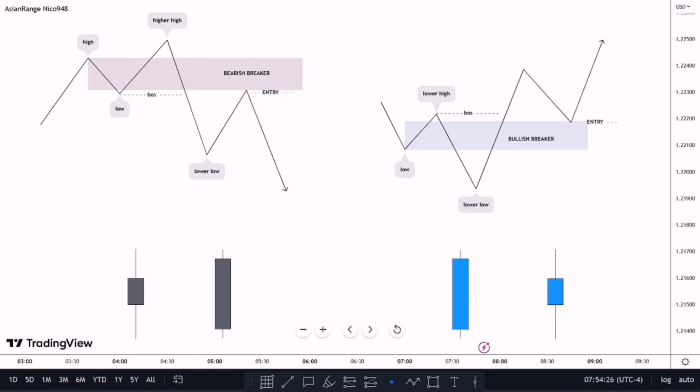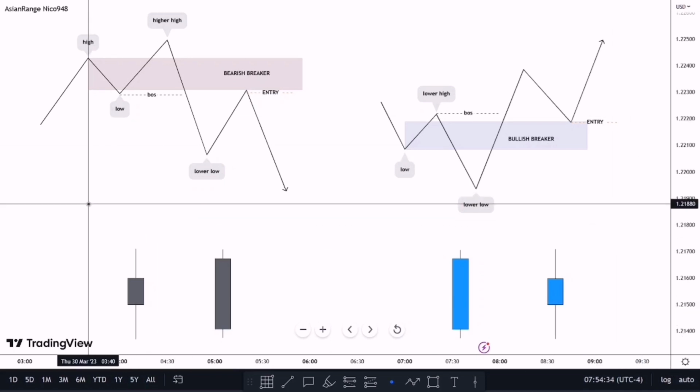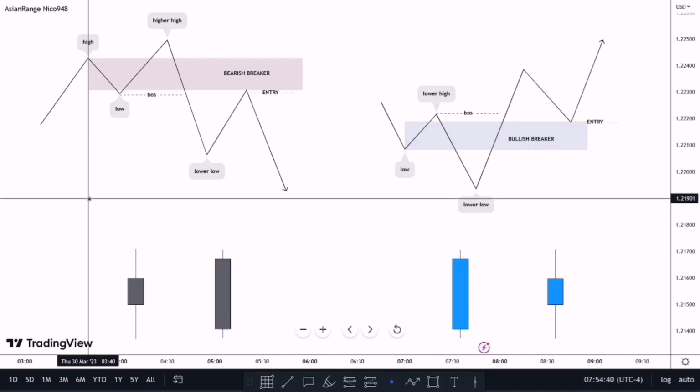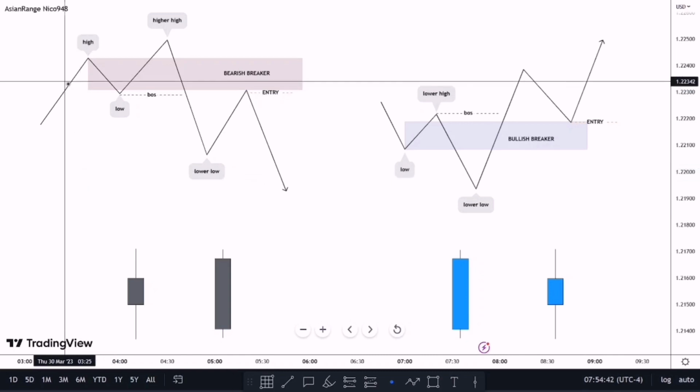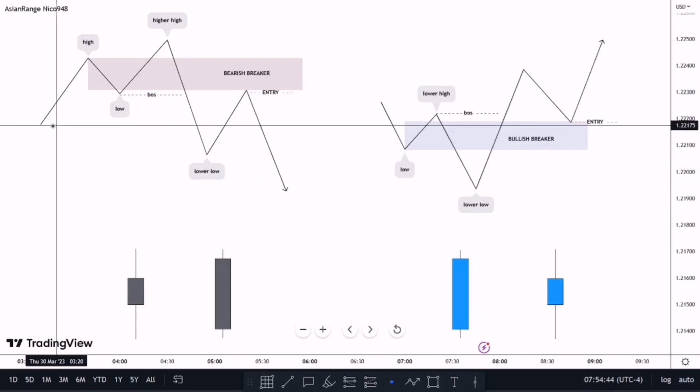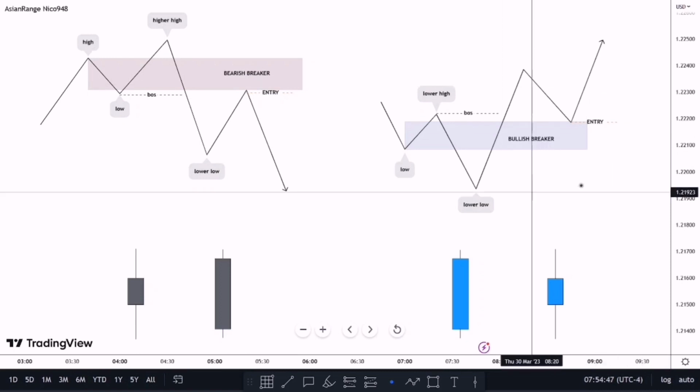On today's video I'll be talking about breaker blocks. We've got your bullish and bearish breaker blocks. So basically this diagram here is just explaining what we expect in price and how we want price to move for us to identify our breaker blocks. To get into it, we're going to use a bearish example and a bullish example, right?